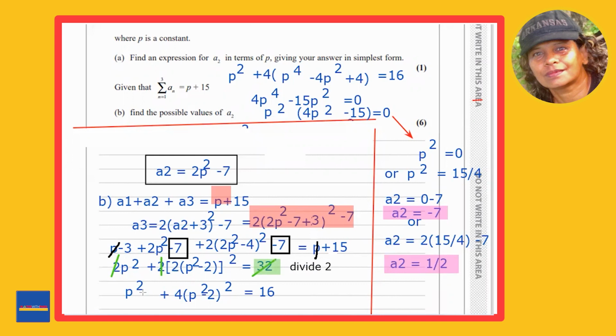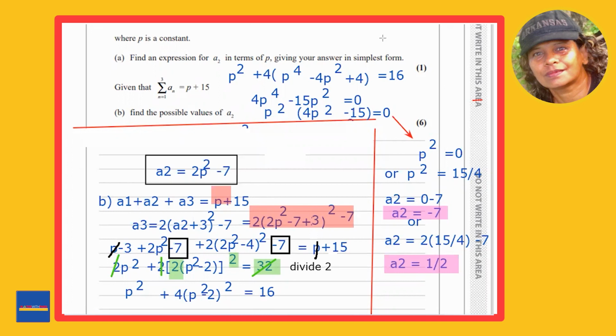So I have P squared. And then I'm going to expand 2. There's a square here, remember? So that's 4 into P squared minus 2 squared. Don't forget about the fact that this is a 2 squared, and that's how I get 4. Then 32 divided by 2 is 16.